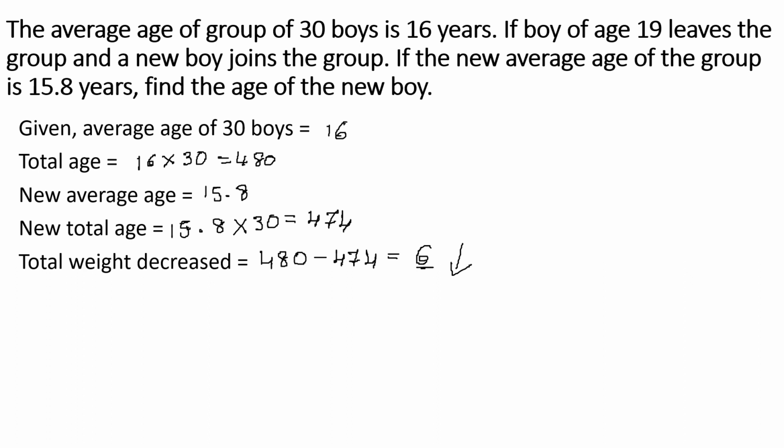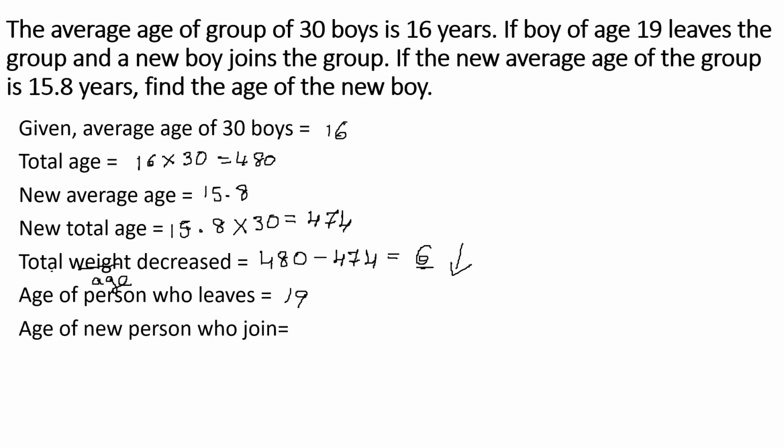So, this is the total age, okay, not weight. Total age decreases by 6 years. Therefore, the age of the person who leaves is 19, which is given. So, the age of the person who joins will be 19, and since the total is decreased, we have to subtract. So, 19 minus 6, that is the age of the new person will be 13 years.